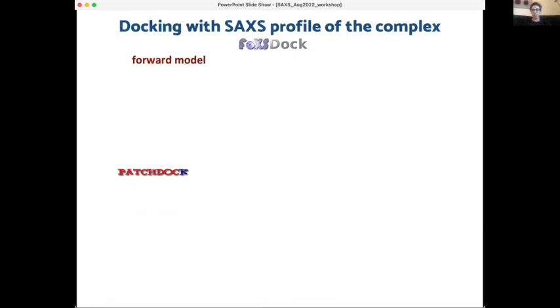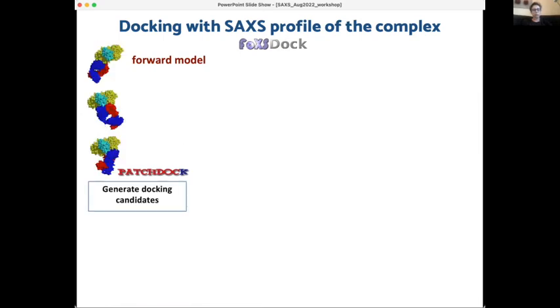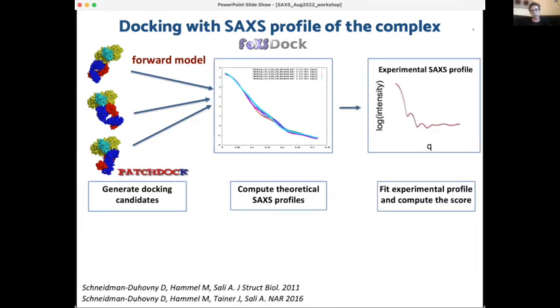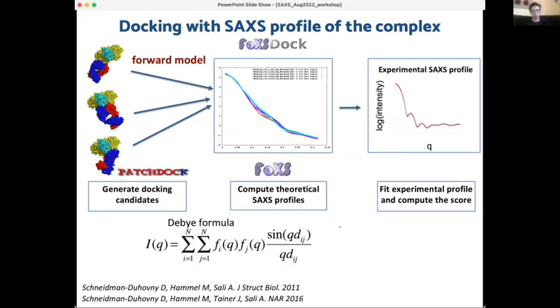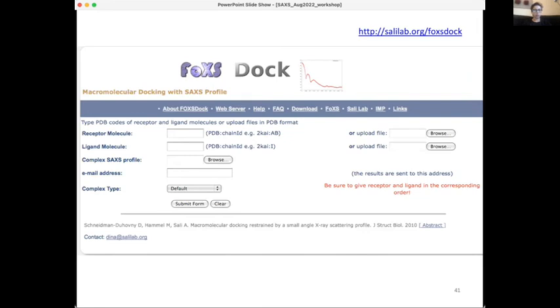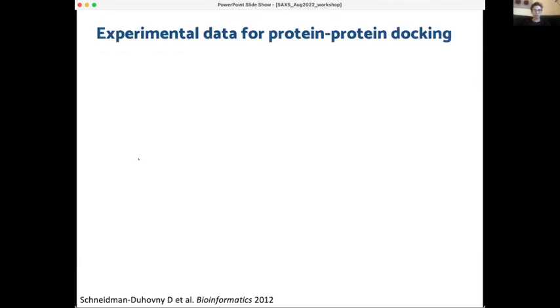And so that's where we developed an approach called FoXSDock. What we do is generate multiple docking conformations with a tool called PatchDock, and we use FoXS to calculate theoretical profiles for all those docking conformations. Then we fit the experimental profile and compute the score. So again, the bi and chi-square, same story. So many different models, and we can sort them by the score. FoXSDock is also available as a web server if you want to use it. You need to give it the 2 proteins in PDB format and the SAXS profile.